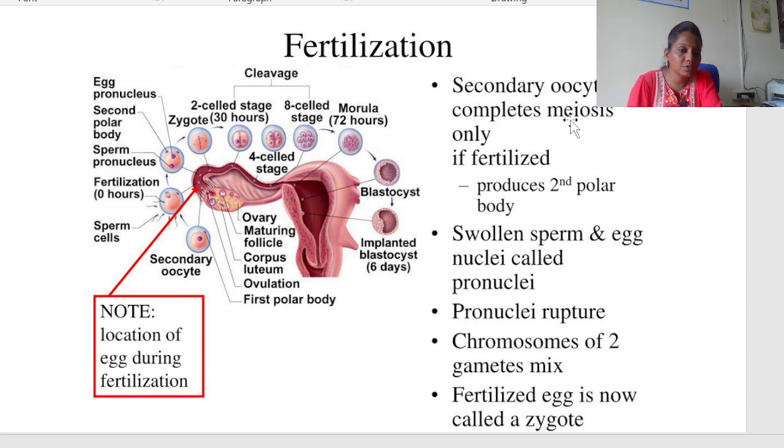The secondary oocyte completes meiosis only if fertilized and produces a second polar body, and the swollen sperm and the nuclei are called pronuclei, and the pronuclei rupture, the cytoplasmic membrane enters, and the chromosomes of the two gametes mix together, and the fertilized egg is now called a zygote. The fertilized egg is called a zygote.